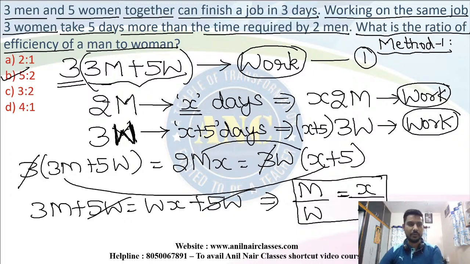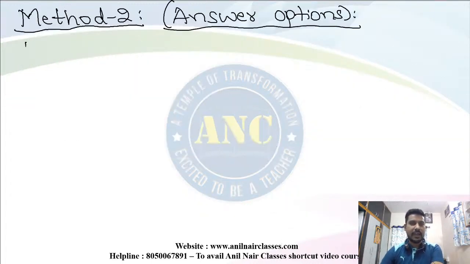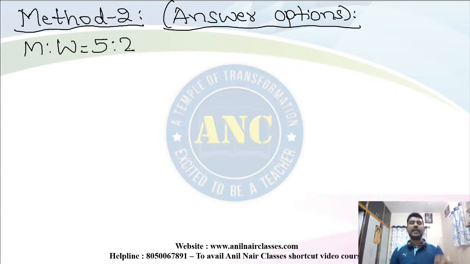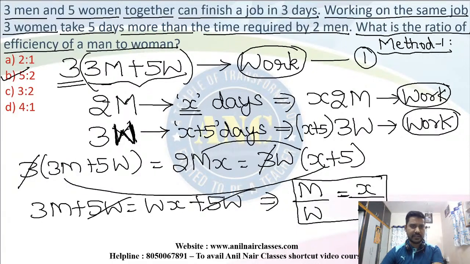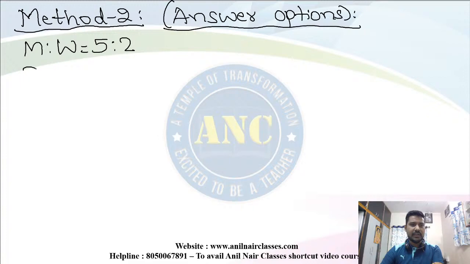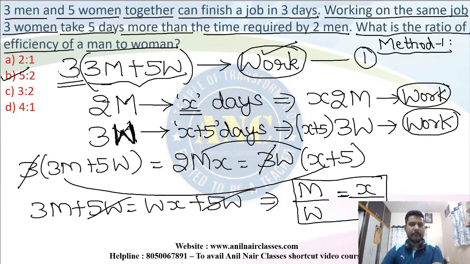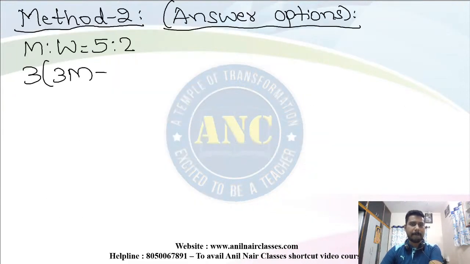Right now, see here, suppose I will assume that m:w is equal to 5:2. Now, if I assume the second option is the correct answer, according to the assumption, the efficiency of men is 5 units per day, efficiency of women is 2 units per day. Now, can I say that it is given that total work is nothing but 3 into (3m plus 5w), right? 3m plus 5w, this will give me the total work.